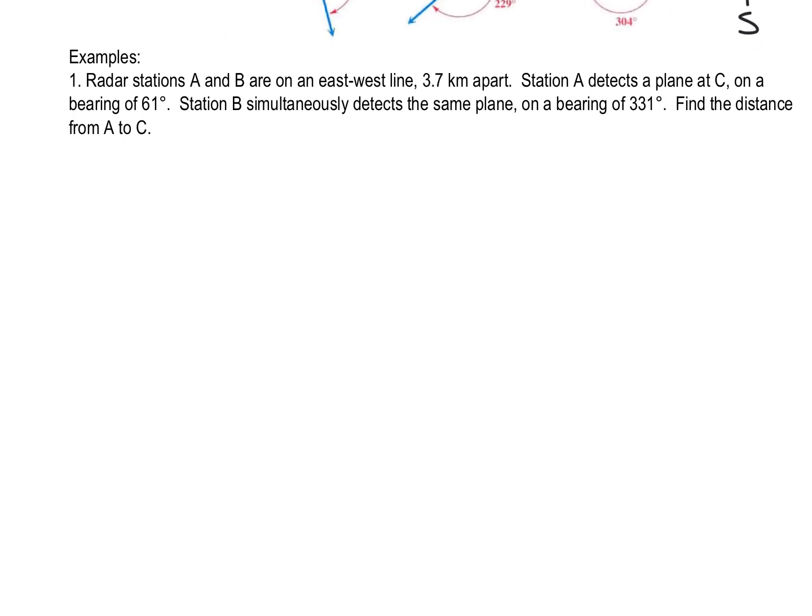Radar stations A and B are on an east-west line. So this is kind of a basic, simple example as an introduction to bearings. I'm going to put a dot for A, and I'm going to put a dot for B, and because they're on an east-west line, I can put them directly across from each other east-west. They're 3.7 kilometers apart, so I'm going to put a 3.7 here.